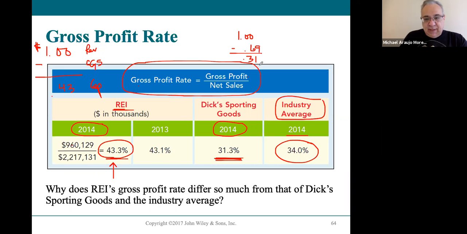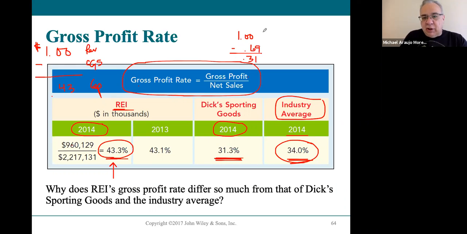Right? The industry is a little bit better than that. The industry is spending about 66 cents out of every dollar they collect on cost of goods sold, leaving them 34 cents out of every dollar for gross profit. That's important to know. This is how we calculate it, breaking it down into a dollar. When you know what the percentage is, you can use it on a dollar.